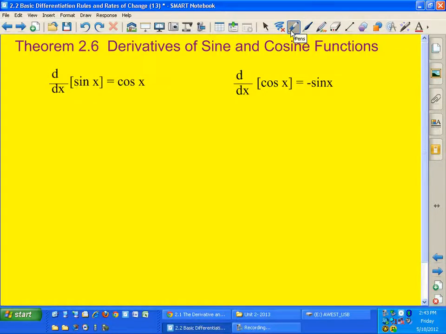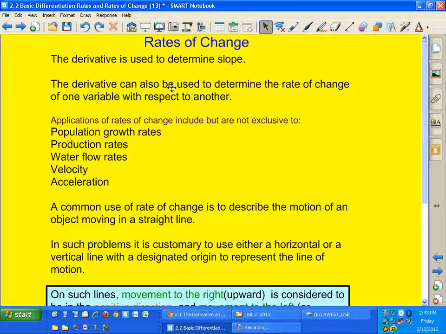So all of the derivatives are used to determine slope. But other terms that we use for derivative are rates of change, because that's what slope is. It's a change in the dependent variable with respect to the independent variable. So we're changing the population over time, we're changing production of something over time, and these are some things we use for derivatives as rates of change.